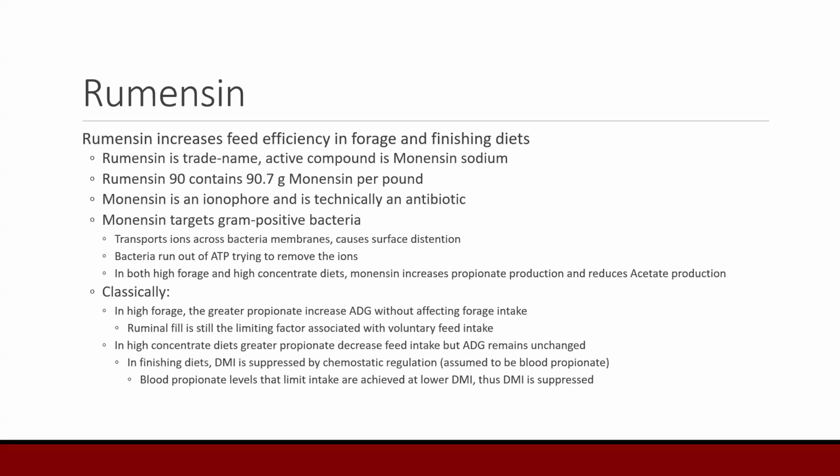Okay, so by feeding monensin, we haven't switched how intake is regulated if we're feeding ruminants forage-based diets. They will still eat until they see that mechanical fill. However, we're increasing propionate, which is more energetically favorable. So we will see an increase in average daily gain without a change in dry matter intake. So in a high forage diet, with monensin, forage intake will remain the same, but average daily gain will increase because propionate is more energetically favorable.